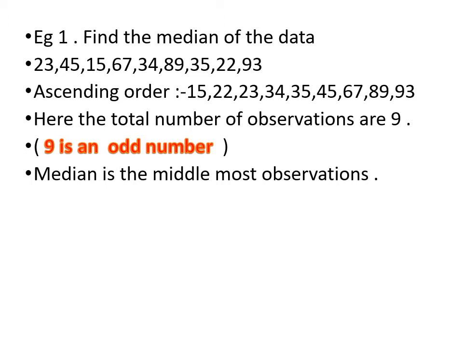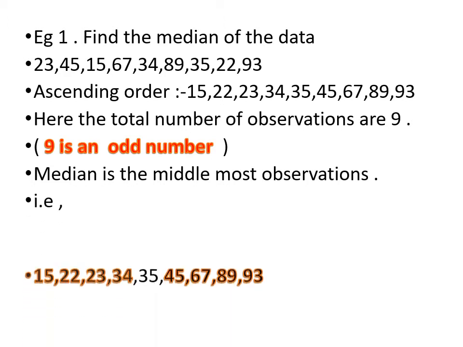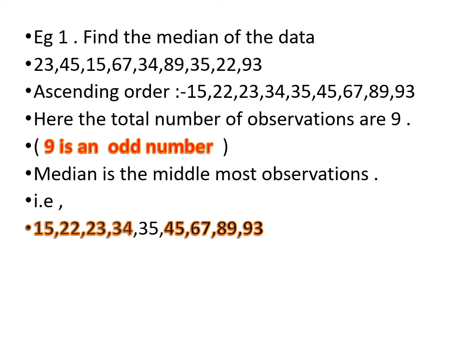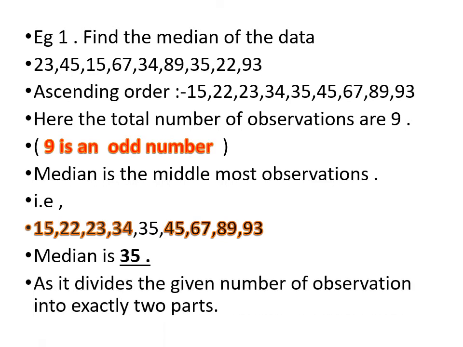So median is the middlemost observation, because you are aware median is that value which divides it into exactly two equal parts. That is, if you will see, 35 is the middlemost observation of all. As the number is odd, we can clearly take the fifth observation as the middlemost observation. So here for this group our median is 35. It is very easy, as it divides the given number of observations into exactly two parts.